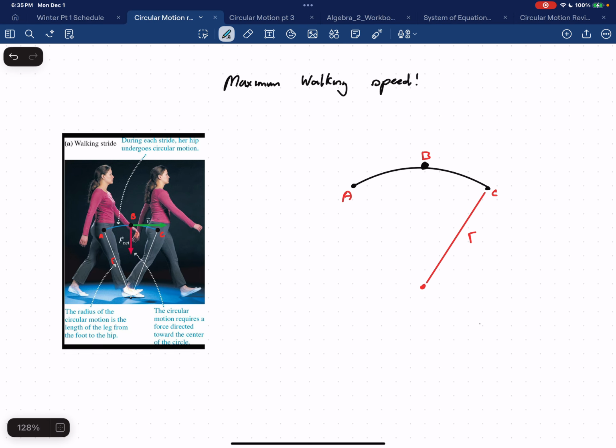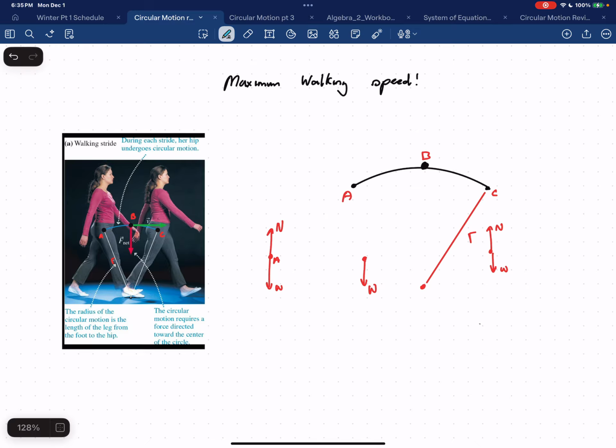Now we want to find the maximum speed she can possibly walk at. The maximum speed happens at the top, at point B, where we have no normal force because we're lifted up. At point A, we're on the floor, so we have a weight and a normal force. At point B, we only have the weight acting on us. The normal force is equal to 0. At point C, we're back to normal force and the weight.